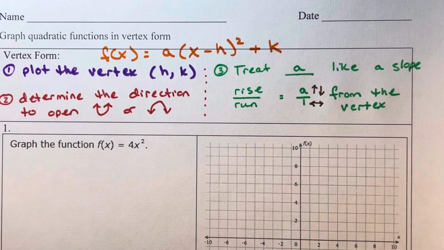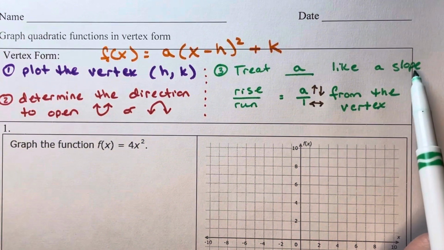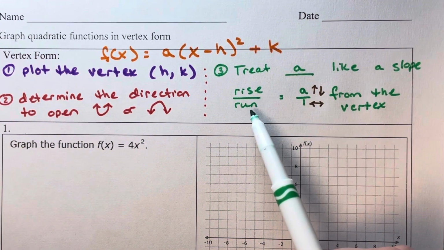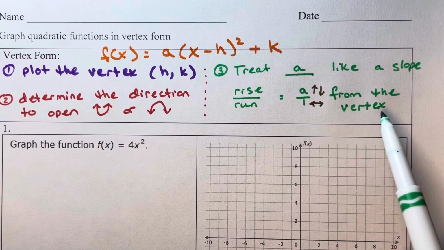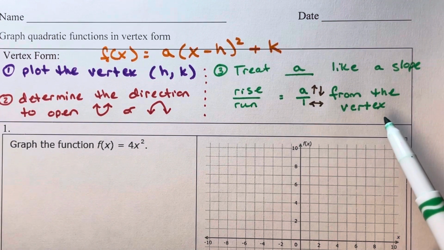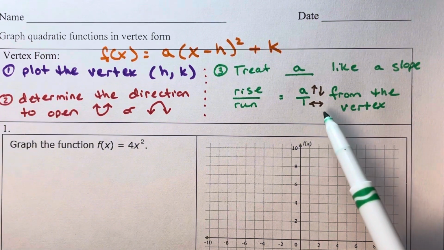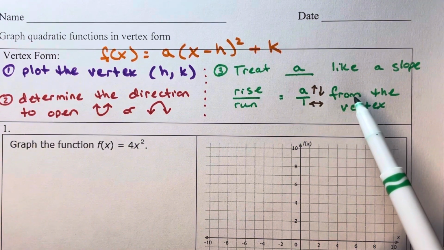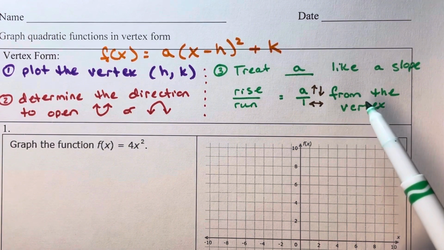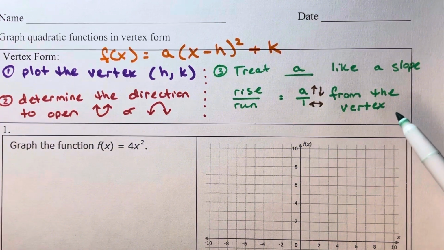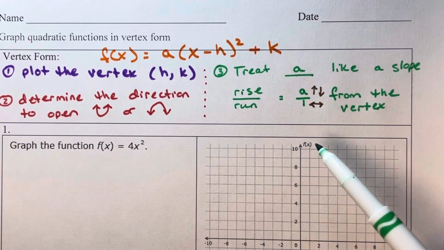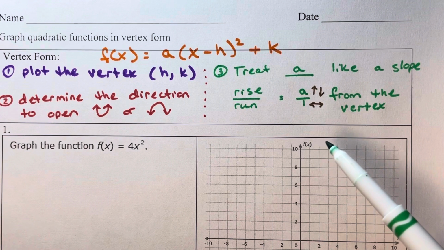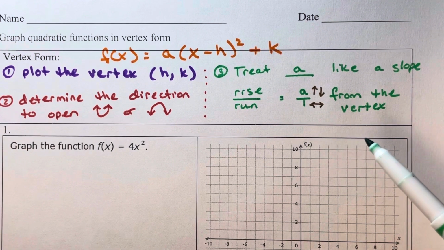But if a is negative, then we open downward. The third step is a little bit of a trick, kind of like a hack, I guess. If you treat a very much like a slope with rise over run, from the vertex, you can get your first set of points very quickly. Now, you cannot use a like a slope after that first set of points. That won't work. You'll either have to work the numbers through a table in your function of your equation or use something like Desmos to help build a table.